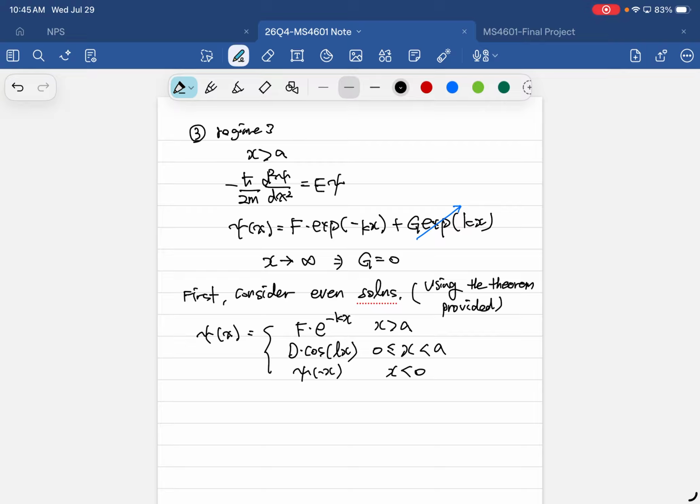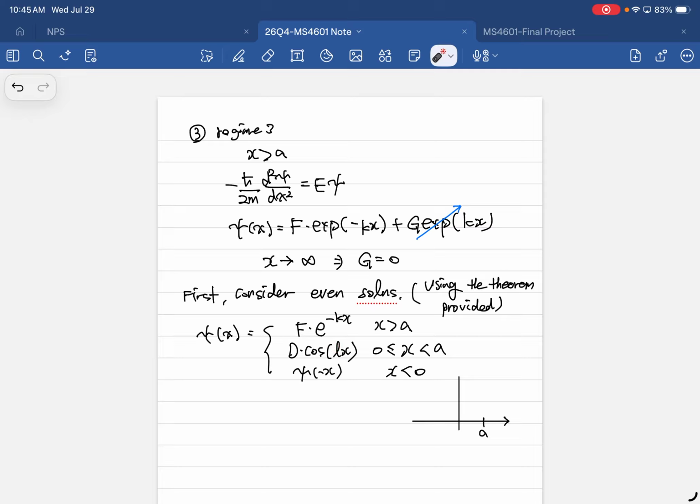I thought our bucket went from negative A to positive A. Yes. So in this case, this is basically the same thing here. If you look at it, this one is going to look something like this one. But here we are only considering even solutions. So for example, just focus on this positive part. Since this one is cosine, I'm going to focus on the positive side, okay?